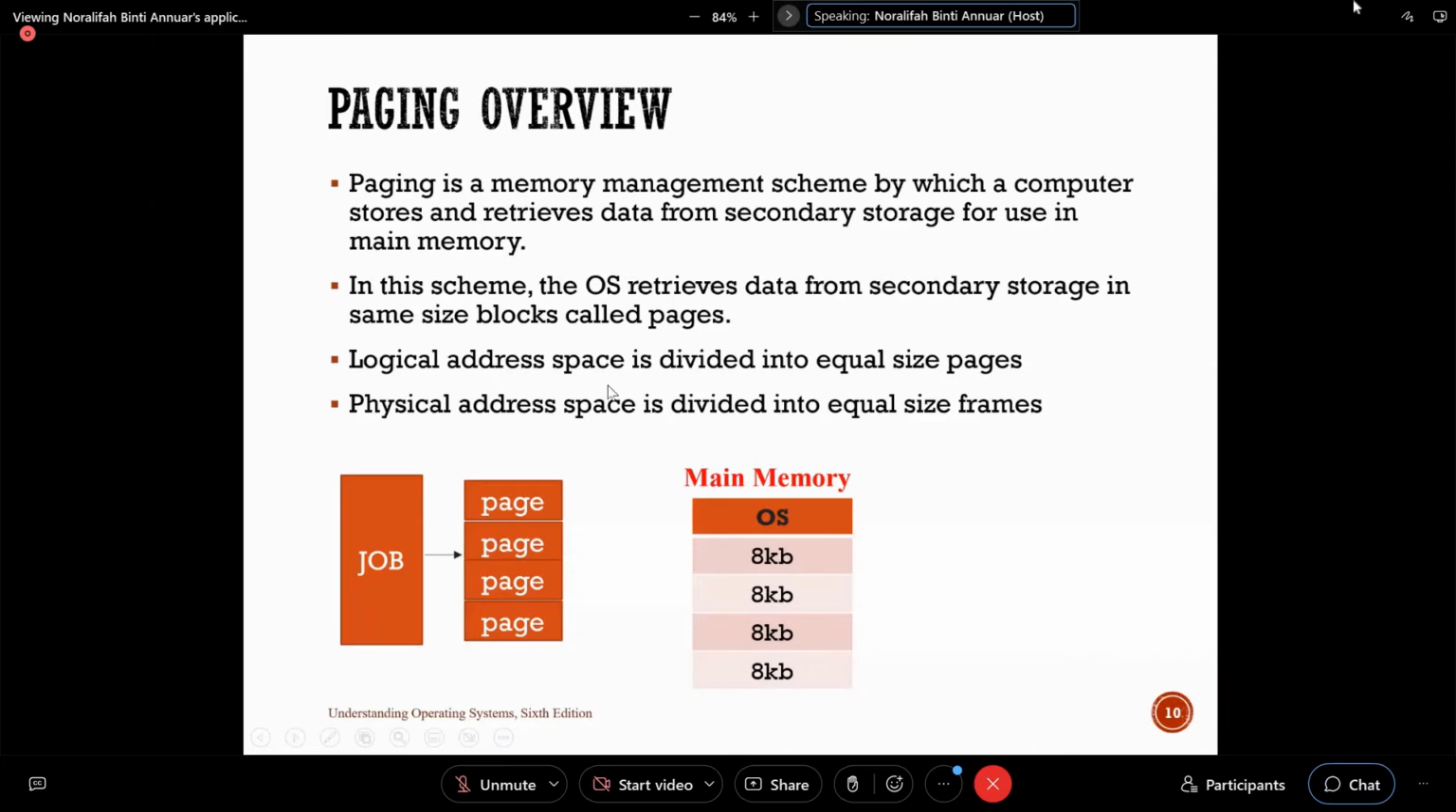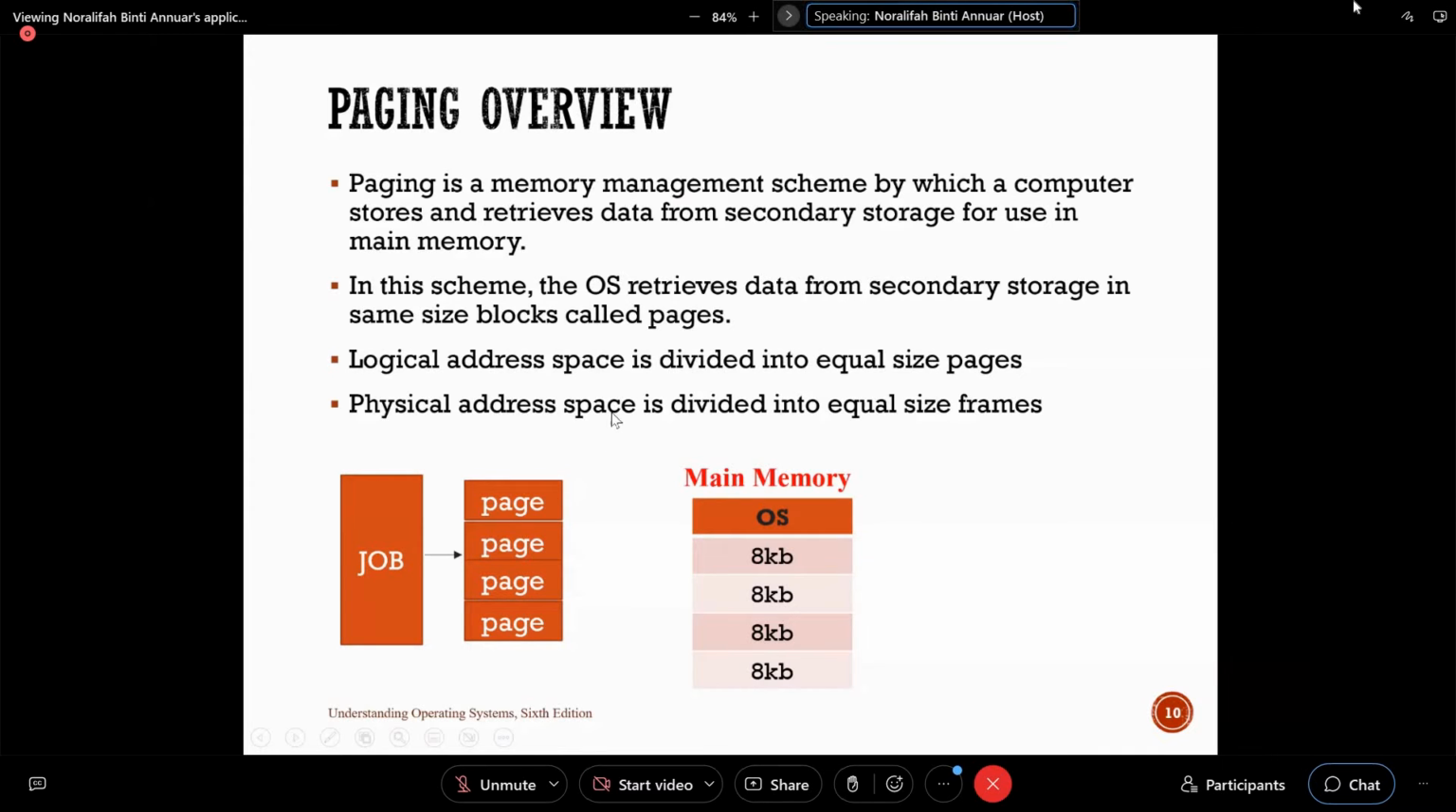Logical address space is divided into equal sizes. So dia kena ada address. Dia panggil logical address space because you have broken them into a number of pages. So you need to keep track. So dia akan ada each of these pages that has their own address. Okay. Physical address is divided into equal frames.